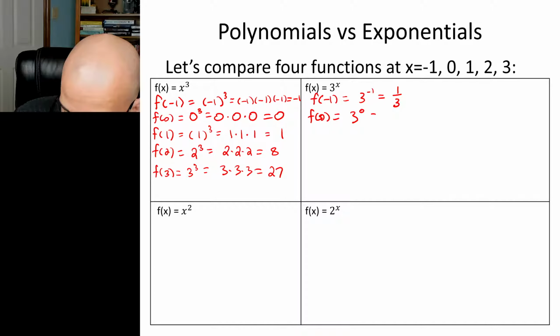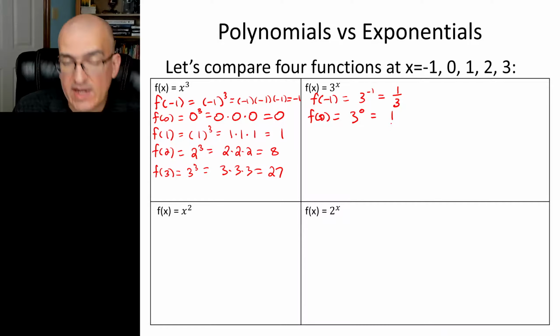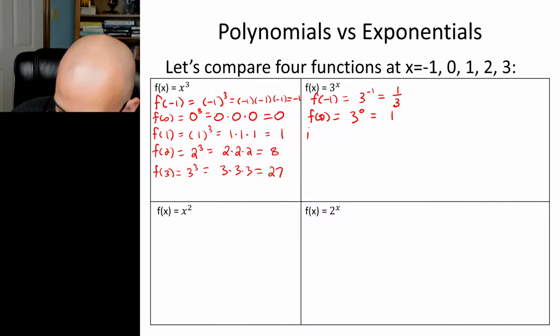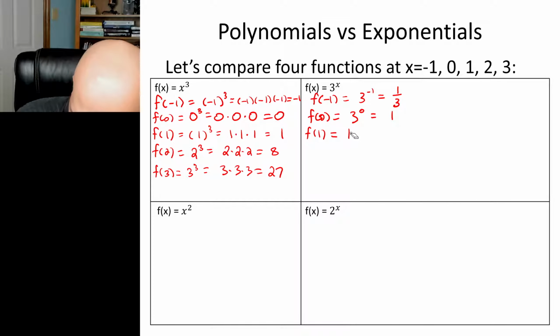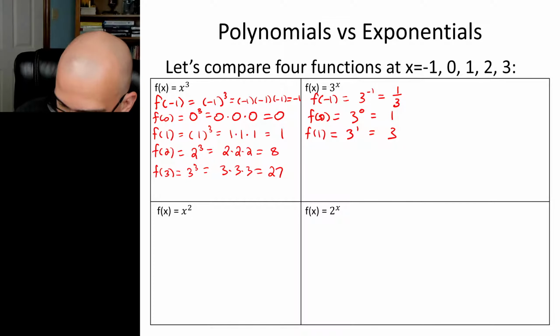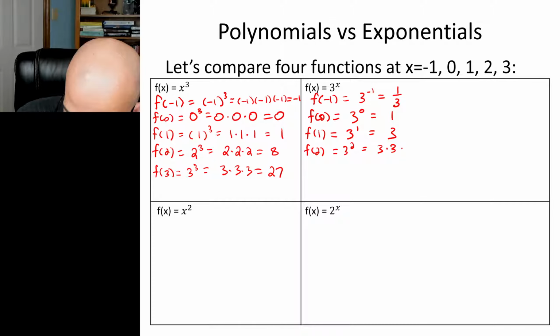Okay, now 0. 3 to the power of 0, which is 1. Remember that anything, or almost anything, to the power of 0 is 1. f of 1, 3 to the power of 1, which is 3. f of 2, 3 to the power of 2, which is 3 times 3, which is 9.